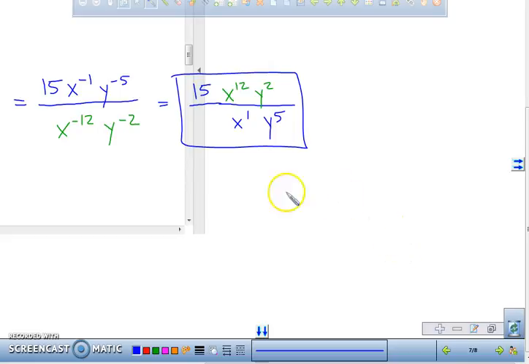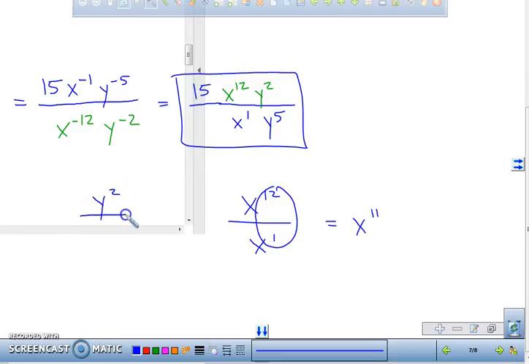It's not hard. If I had x to the 12 divided by x to the first, what are we allowed to do with those? You're allowed to subtract. That's right. This answer is x to the 11. Now, if I have y squared over y to the 5th, y over y to the third, it'll be 1 over y to the 3rd.